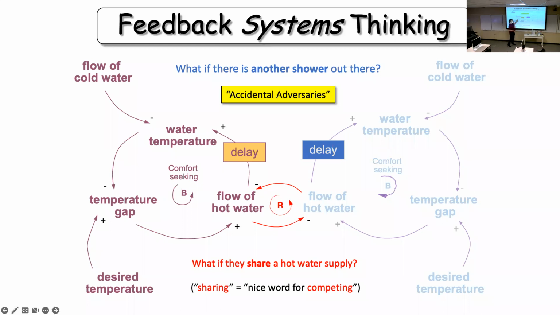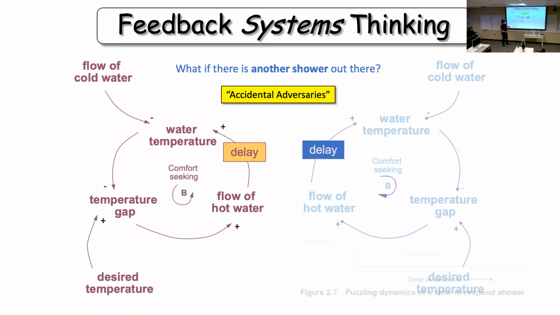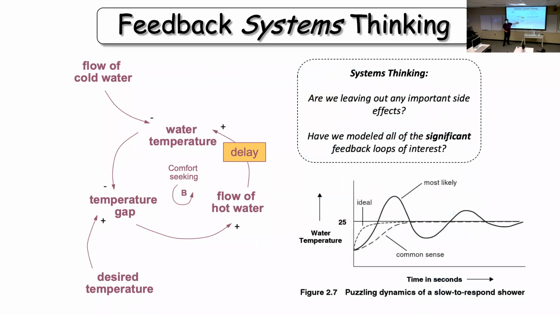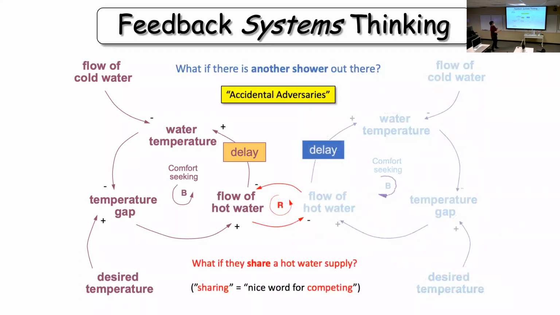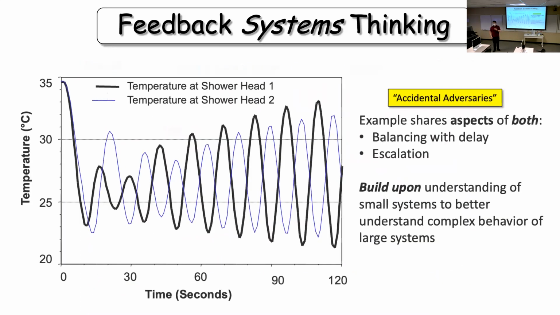And when you combine these three things together, you don't get the simple model here, the balancing with delay. You get something that we'll learn about. It's called accidental adversaries. This is a common coupling when these three things come together, and they have a qualitatively different output. And that output looks more like this, where the dark line is shower head 1, the blue line is shower head 2. And like you can see, it's got oscillations, which look a little bit like the oscillations that you can get in the balancing with delay, but it's also got growth. So it combines balancing with delay and escalation.